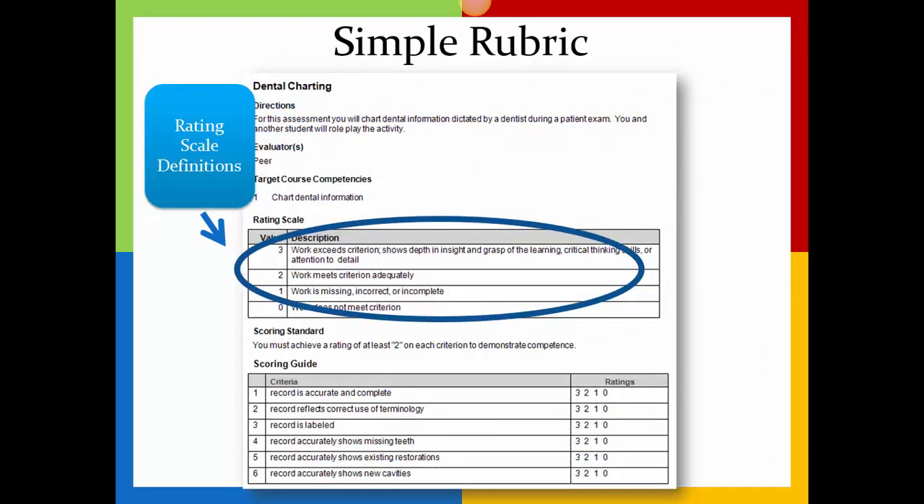So this is an example of a simple rubric. Note the difference between the checklist. It has that rating scale up on the top with definitions. It still includes the criteria from the competency, but I did want to have you note, at Western we prefer that you start your criteria with you. So instead of record is accurate and complete, you would have you create a record which is accurate and complete.